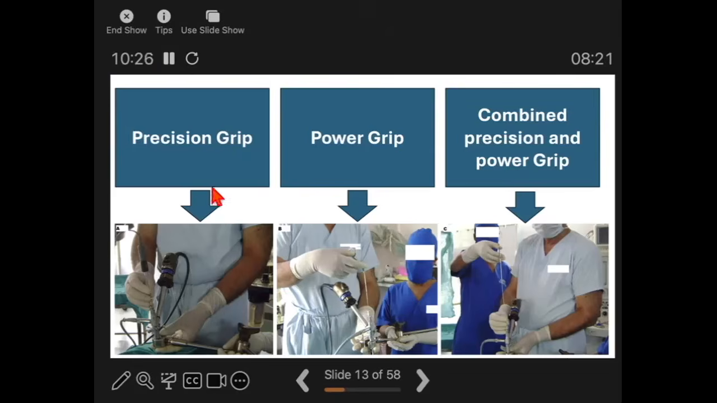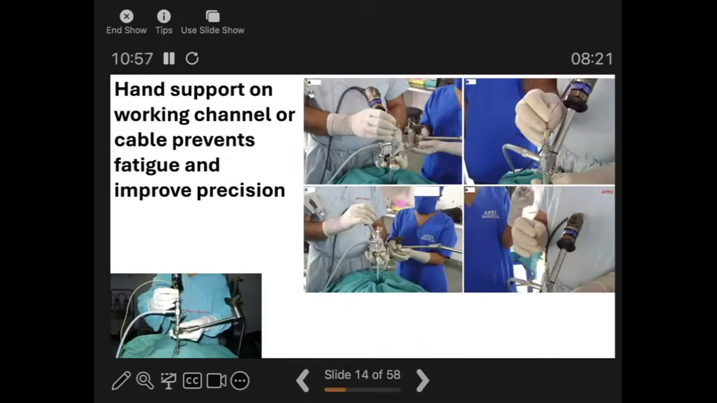So this is the precision grip. The hand is supported. This is power grip, hand unsupported. So if you have to use power grip, either because of poor instrument design or because you need force, in that case the precision grip should be combined with the power grip. Hand support is also desired to prevent fatigue and improve precision.